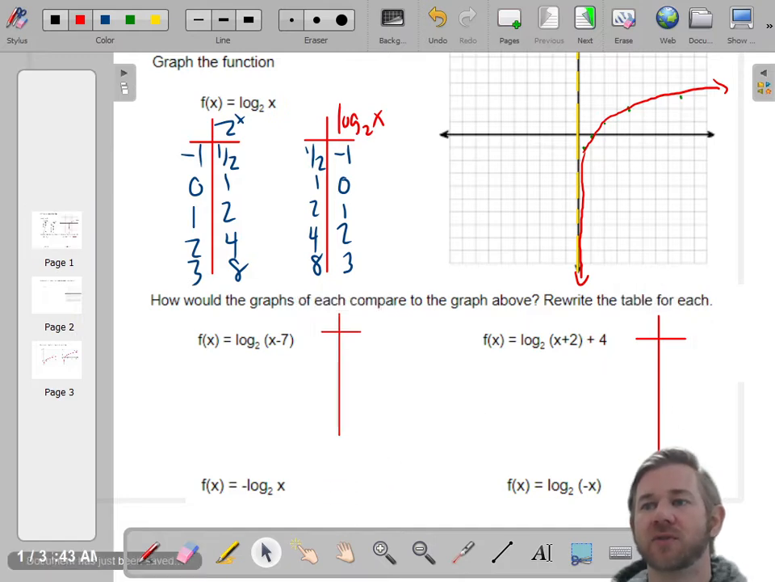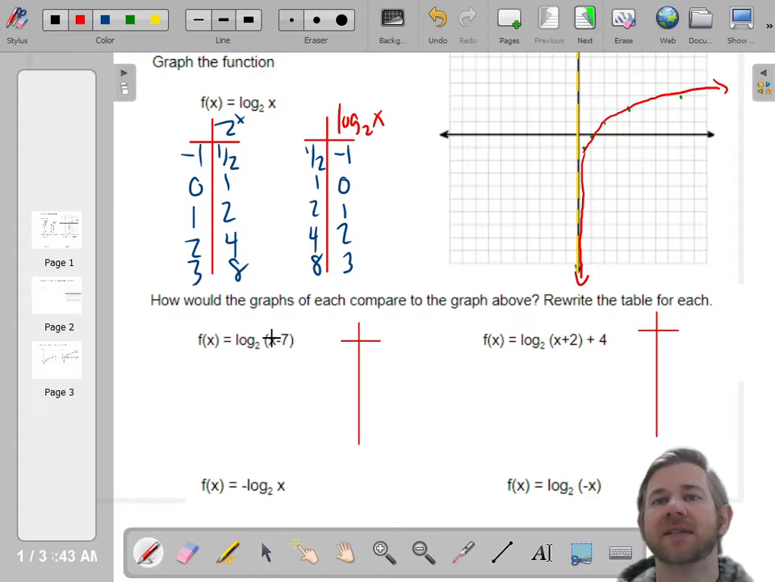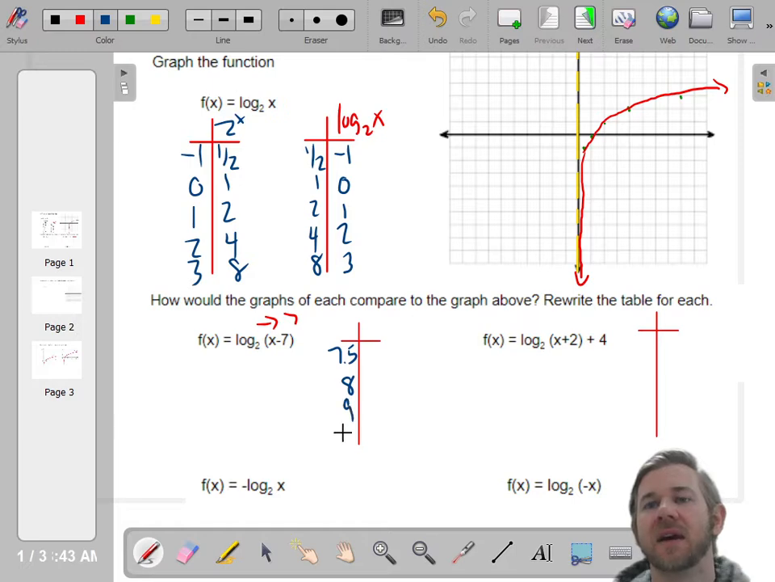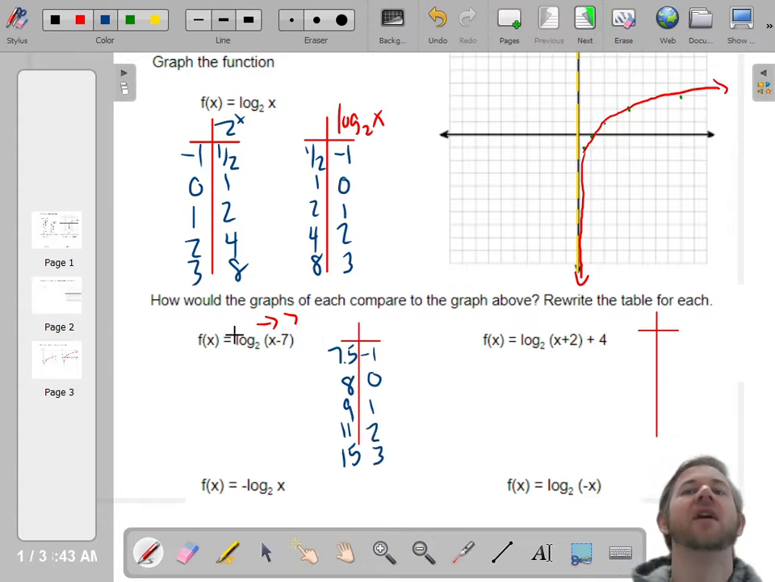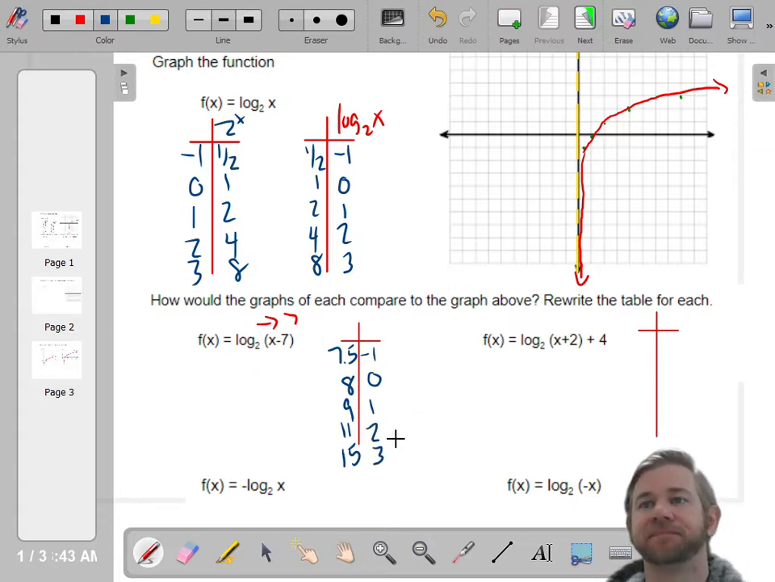So if you want to do some transformations, no big deal. We can do that. If I want to move this thing, let's see, how would this move? Oh, right 7. So if I go right 7, that'll add 7 to all the x's. So the table that would go with that would be 7.5, 8, 9, 11, 15. And if you just go right, the y's don't change. -1, 0, 1, 2, 3. Now I have the base 2 log of x minus 7.